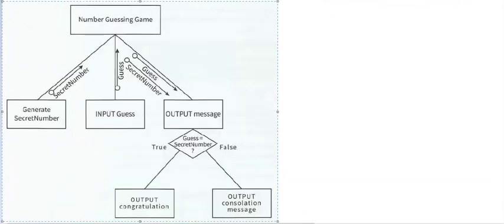Okay, I just want to discuss one more point. What if we want to allow the user to keep guessing until he is able to guess the secret number? So until the time that the user cannot guess the secret number, he keeps trying again and again. How do we add that information to this structure chart? How do we make sure that the user can keep guessing until he's able to guess the secret number correctly?